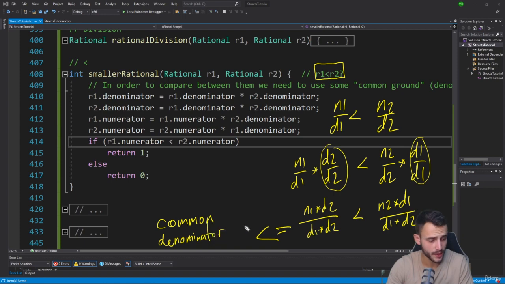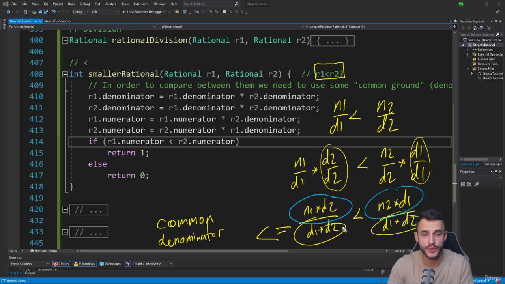We have a common denominator. And once we have a common denominator, we can decide which of these rational numbers is greater or smaller just by comparing the numerators. Just by comparing these parts, we can decide who is greater. So that's exactly what we've done here in these lines.